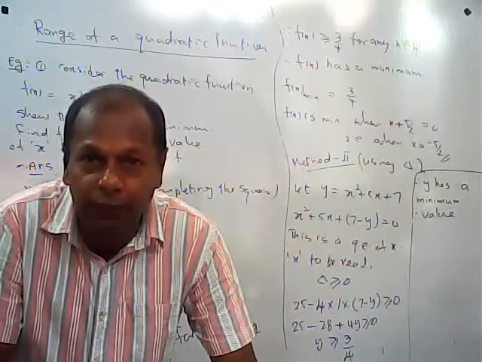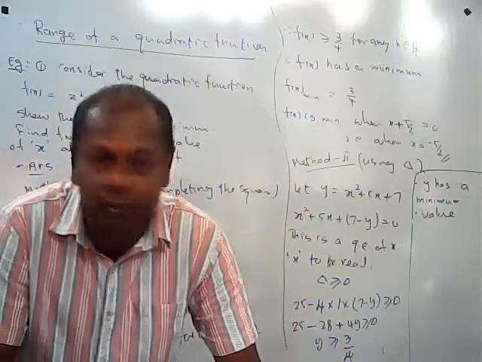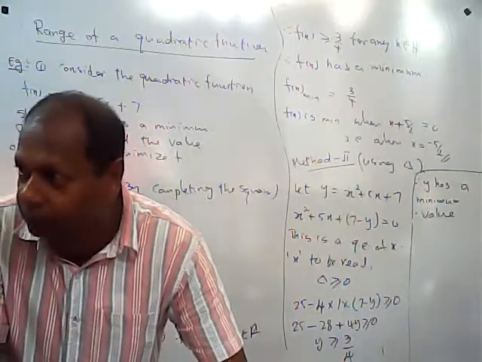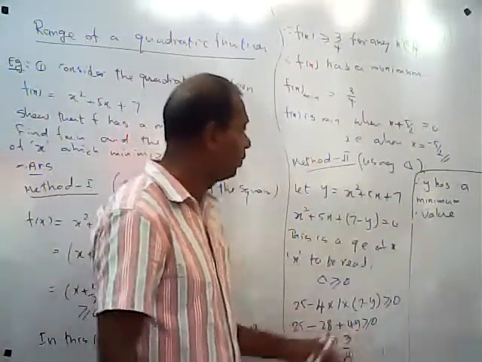How to find the value of x for which y is minimum? Some idea? Substitute the y value. This y value. Y minimum, right?